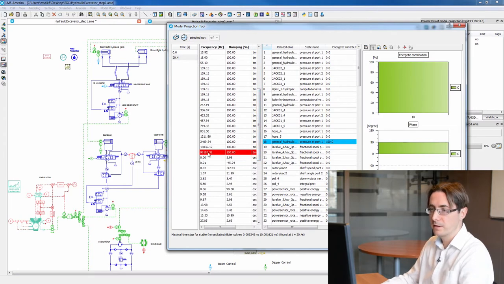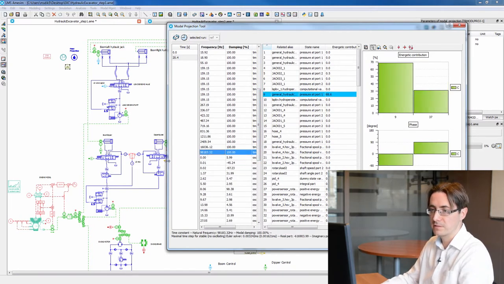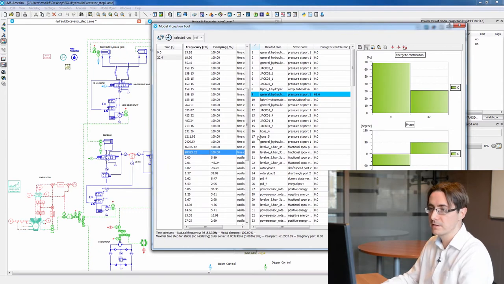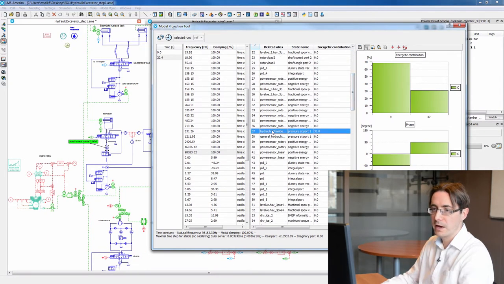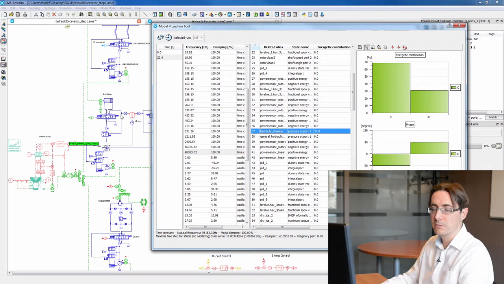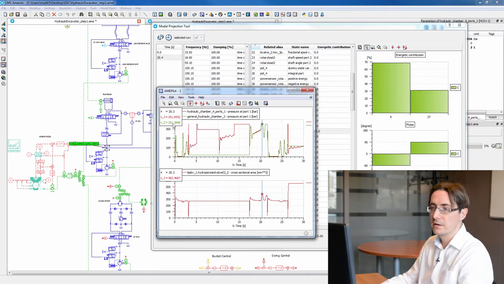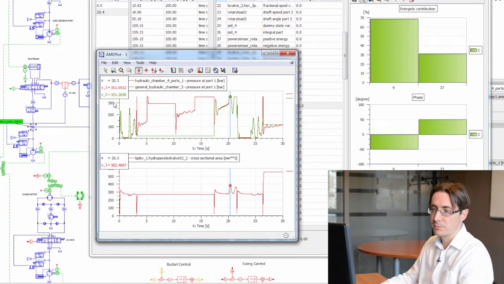So here we click on the maximum frequency of the system, close to 100 kHz, and we can see that two components are involved in this high frequency, and these components are two hydraulic chambers which are included in the dipper actuation system. What's happening at 20.4 seconds of the simulation? We see here that we have pressures that are almost equivalent, and we have a cross-sectional area between the two chambers which is very high.